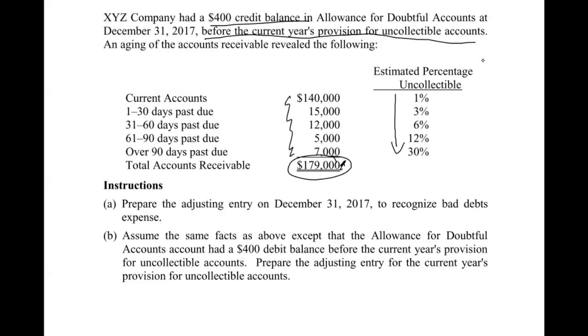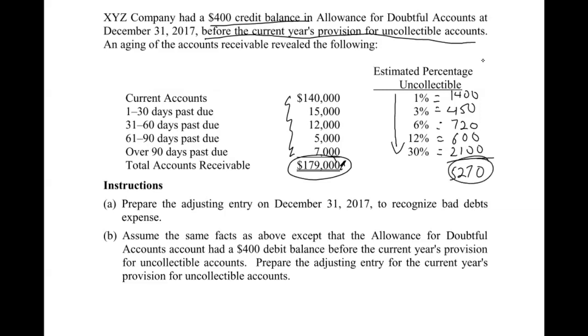So we're going to take 140,000 times 1%, which is 1,400. We'll take the 15,000 times the 3%, which is 450. 12 times 6% is 720. The 5 times the 12% would be 600. And 7 times 30% is 2,100. All right, so 5,270 is my ending balance.